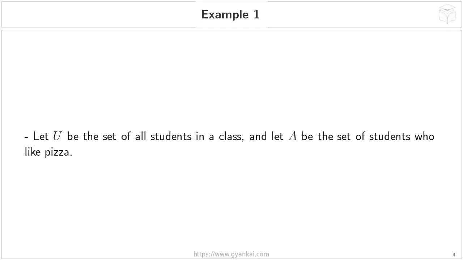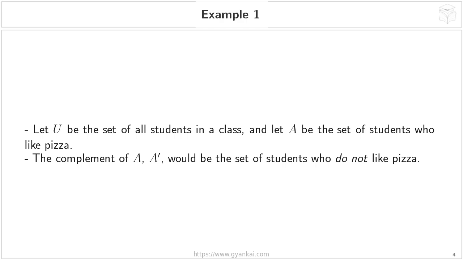It states, let U be the set of all students in a class, and let A be the set of students who like pizza. So, imagine a classroom. Everyone in that classroom makes up our universal set, which we're calling U. And within that classroom, we're interested in the students who enjoy pizza. We're designating that group as set A.